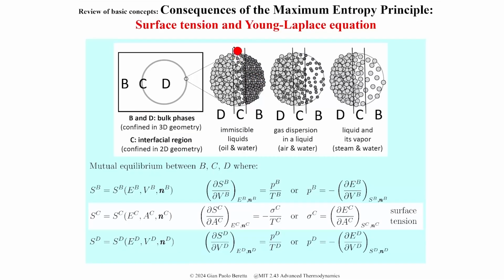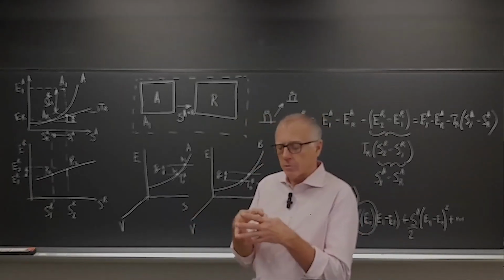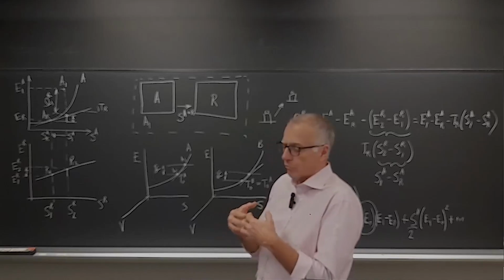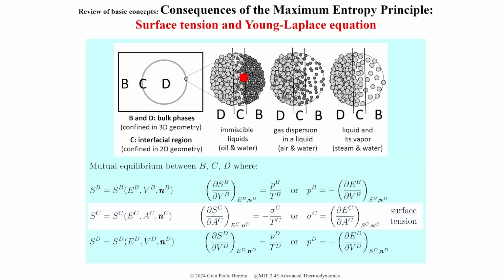So in this region, the properties of this layer, which is generally very thin, feel different intermolecular forces than any of the two bulks. Because here you have just forces between, let's say, gray molecules. Here you have just intermolecular forces of the dark molecules. And here you have some and some. So they are really different systems.